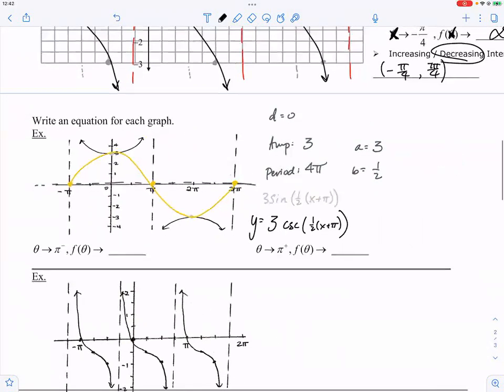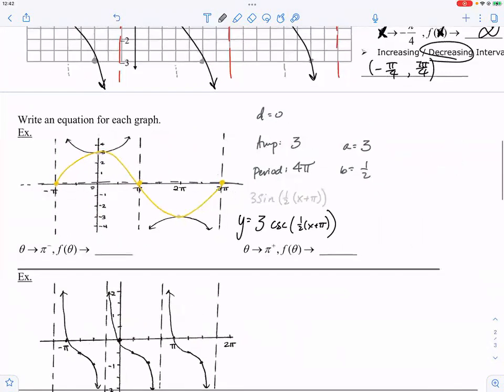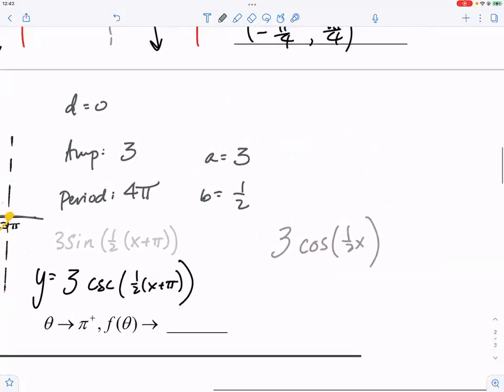Now, you may actually consider using a cosine function because it starts at the highest point. That's exactly what cosine does, it starts at the highest point on the y-axis. So if you do a cosine function, which I would strongly encourage you to write down as well, then you just do this: 3 cosine of 1/2 x. Done. And therefore, the official equation would be y equals 3 secant of 1/2 x.